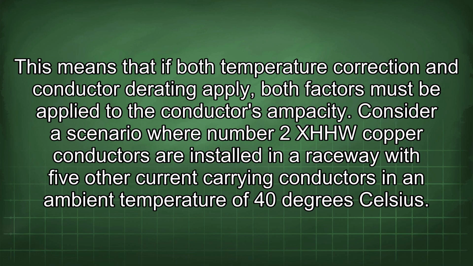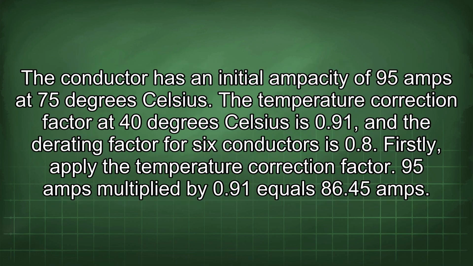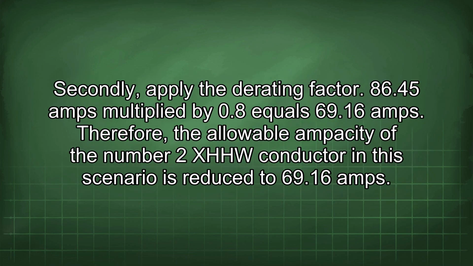Consider a scenario where number 2 XHHW copper conductors are installed in a raceway with 5 other current carrying conductors in an ambient temperature of 40 degrees Celsius. The conductor has an initial ampacity of 95 amps at 75 degrees Celsius. The temperature correction factor at 40 degrees Celsius is 0.91, and the derating factor for 6 conductors is 0.8. Firstly, apply the temperature correction factor. 95 amps multiplied by 0.91 equals 86.45 amps. Secondly, apply the derating factor.